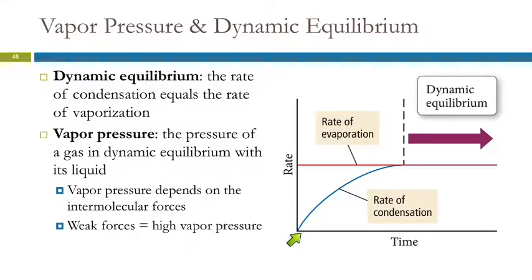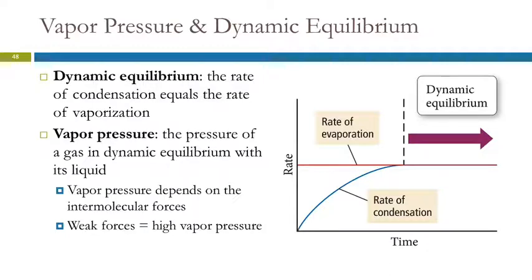The rate of condensation starts out at 0 because there's nothing up there to condense. As evaporation proceeds and we get more gas molecules, then the rate of condensation increases. And that will increase until those two rates are equal. And then they'll just stay at that level until something changes.